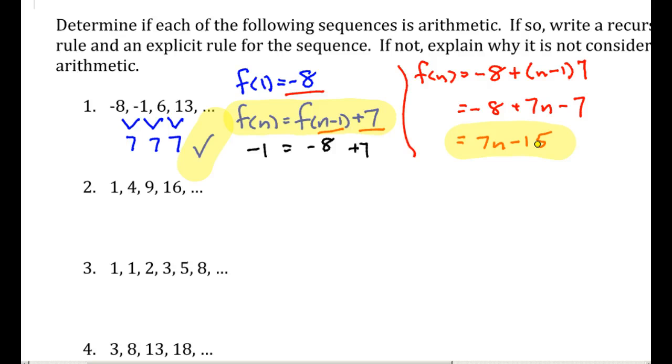Now, the next one, as you'll see in a moment, is not an arithmetic sequence. So if it's not an arithmetic sequence, like for here, the difference is 3, and for here, the difference is different, and so on. It says, if not, explain why it's not considered an arithmetic sequence. Then you just have to say, because the differences are not the same.